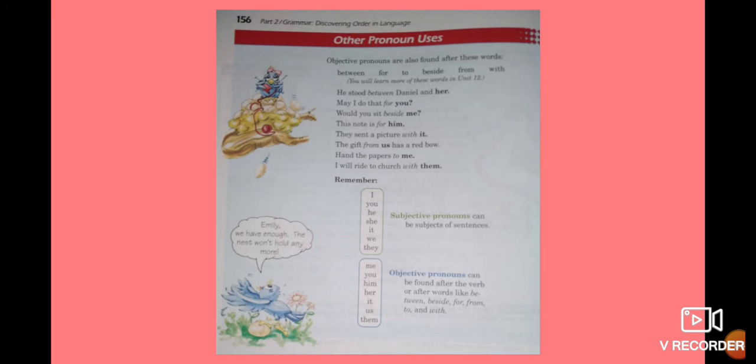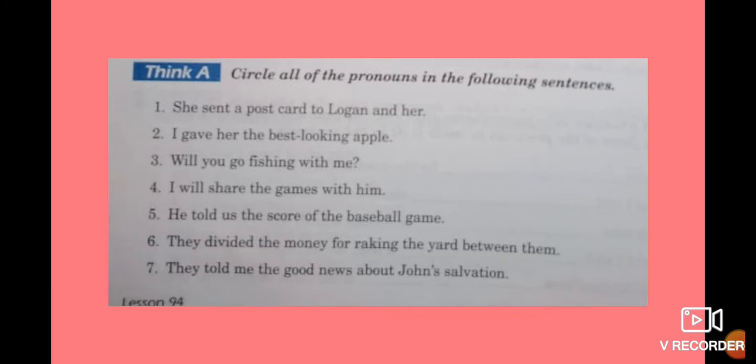This one is one of the things that we remember. The subjective pronouns can be the subject of a sentence, and the objective pronouns can be found after the verb or after words like between, beside, for, from, to, and with. Let's continue. In that case, we circle all the pronouns in the following sentences. We have 10 sentences. The first 7 are on page 156 and the other 3 are on page 157.